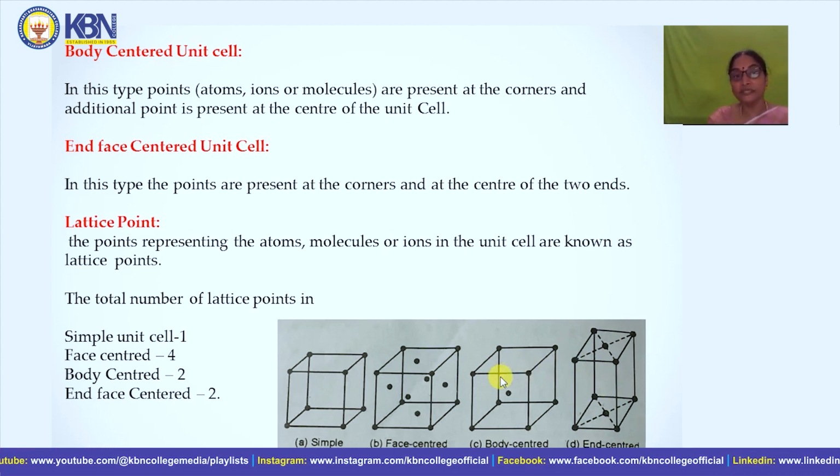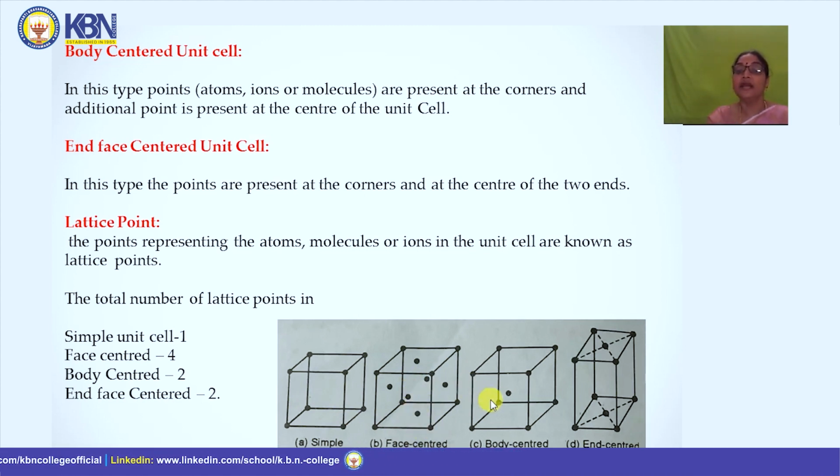So there are 4 types of unit cells. Simple unit cell: in this, all the points are present at the corners of the unit cell. Face-centered: in this, the points are present at the corners of the unit cell as well as at the center of each face of the unit cell. And this is the body-centered unit cell. Here the points are present at the corners of the unit cell and, at the center of the body, one point is present.